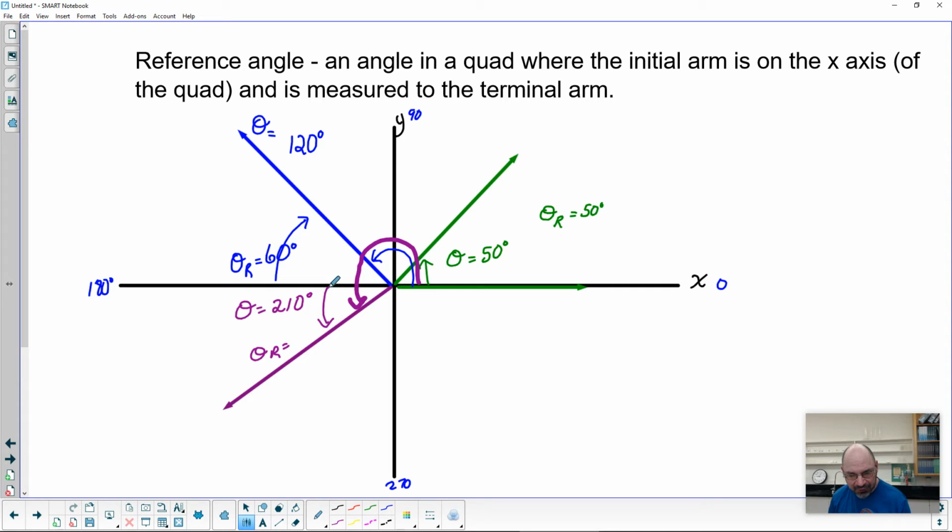The reference angle is going to be this small angle here, which will only be 210 minus 180, 30 degrees. So the reference angle is 30 degrees. The actual angle is all the way around to 210. And the same thing would happen here in the fourth quadrant, except you would be subtracting from 360 down here, because this would be 360 over here.